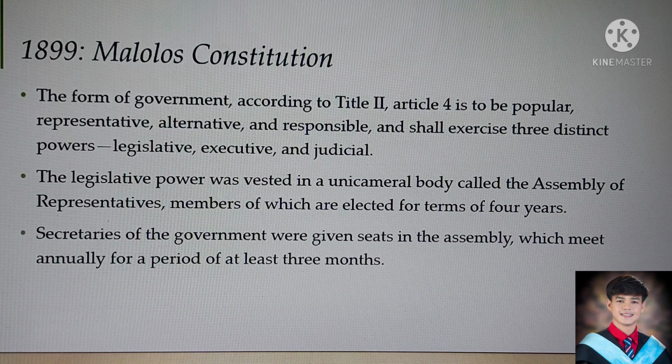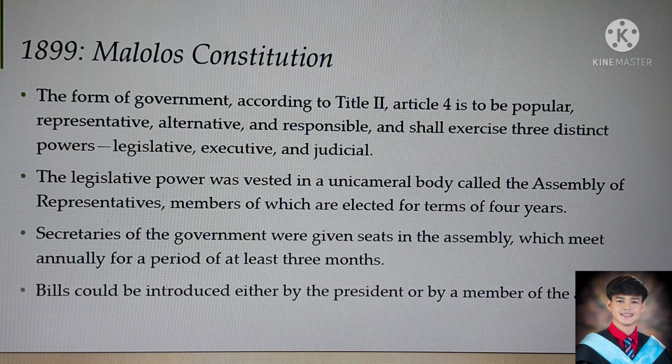Secretaries of government were given seats in the assembly which meets annually for a period of at least 3 months. Bills could be introduced either by the president or by a member of the assembly. So yung inilulunsad na batas, mga batas na isinusulat ay either pinapakilala ng presidente o yung mga miyembro nitong tinatawag na Assembly of Representatives.